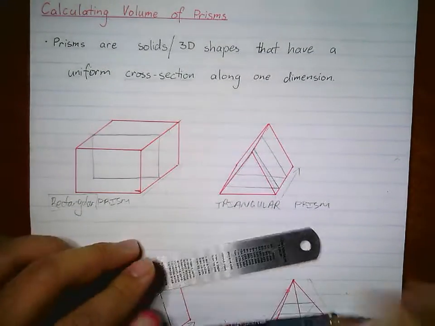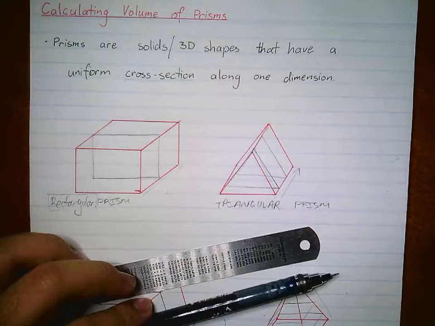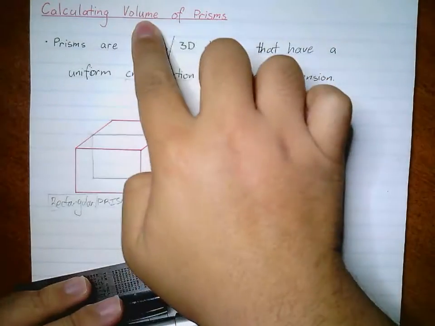So in our next video, we're going to look at what cross sections have to do with the volume of a prism.